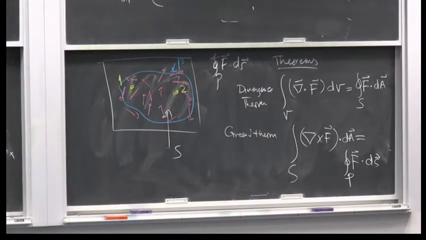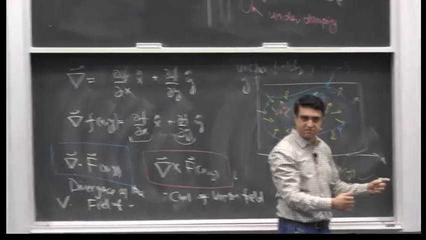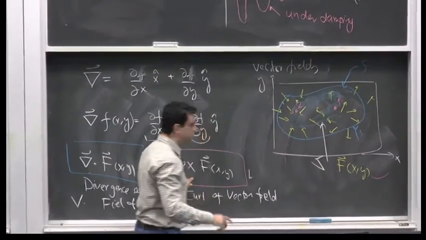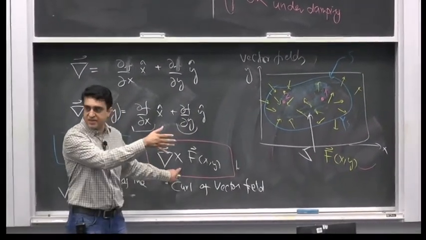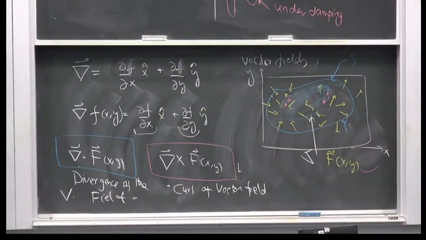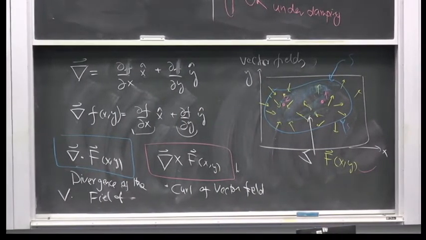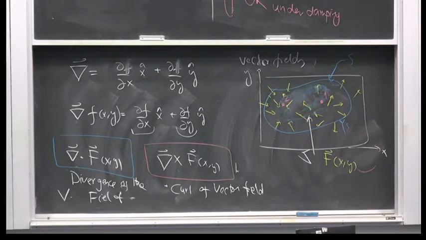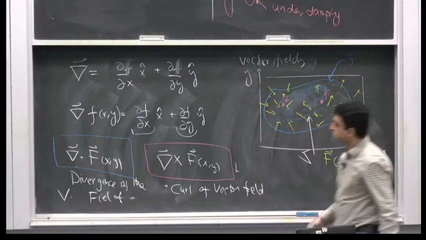Of course, it makes sense that if this is something which gives you the divergence, it should be related to the Gauss theorem, which is an integral over the surface. And if this is something which gives you the curl, it should be related to a line integral. So that's exactly what you have. You have a curl which is related to a line integral, and you have a divergence which is related to a surface integral.